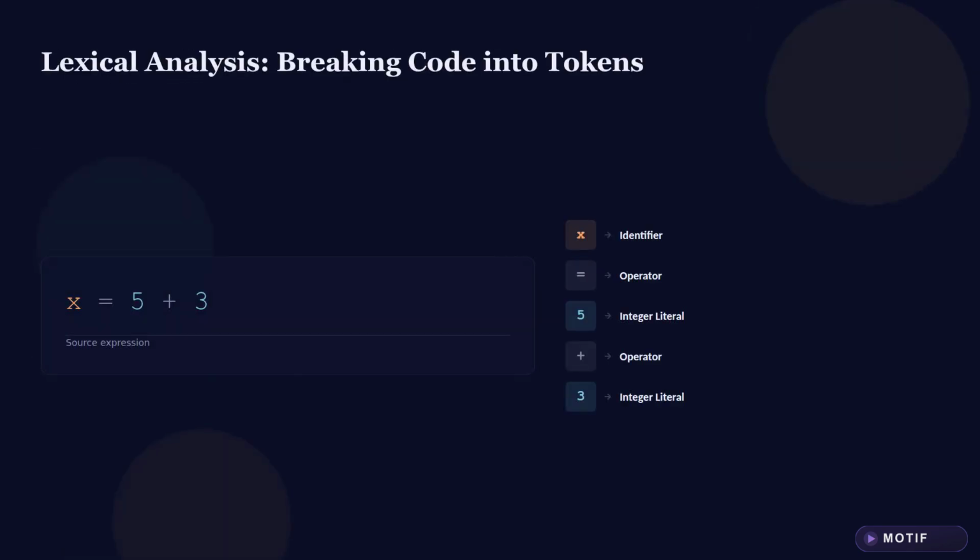The first stage is lexical analysis, or lexing. The compiler reads the raw text character by character and groups them into tokens, the smallest meaningful units. The statement x equals 5 plus 3 becomes 5 distinct tokens, each tagged with a type like identifier, operator, or integer literal.